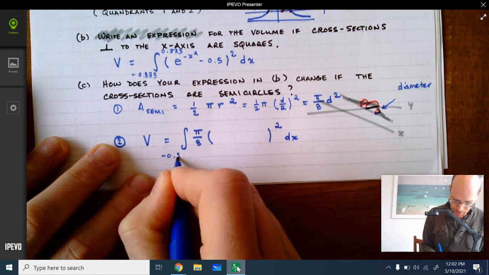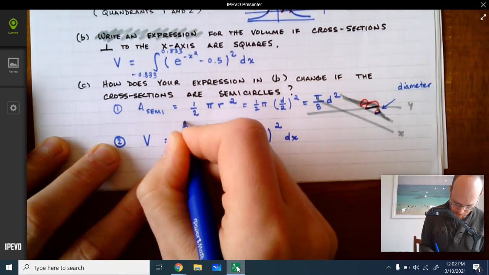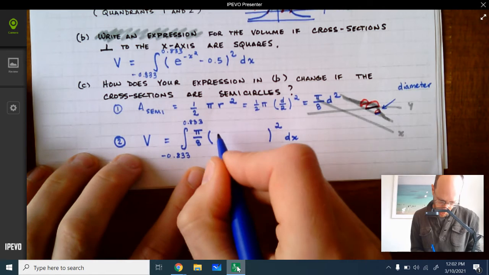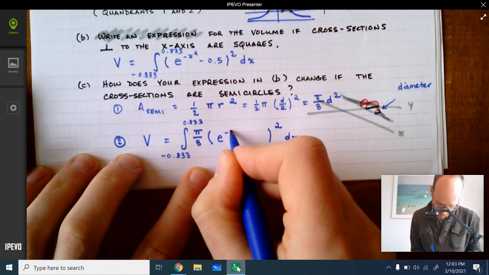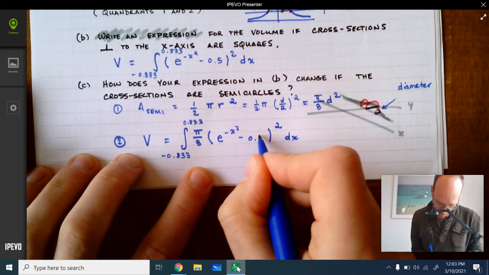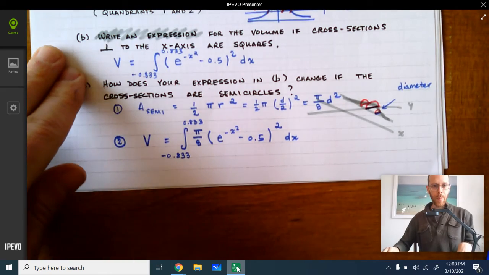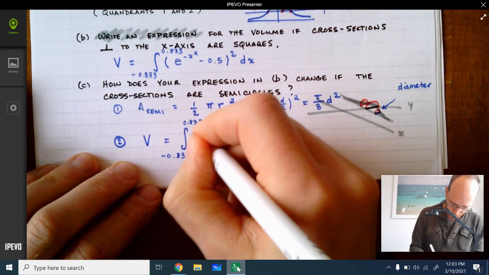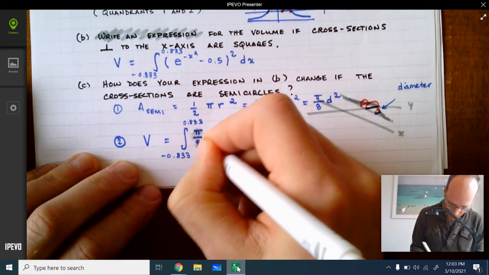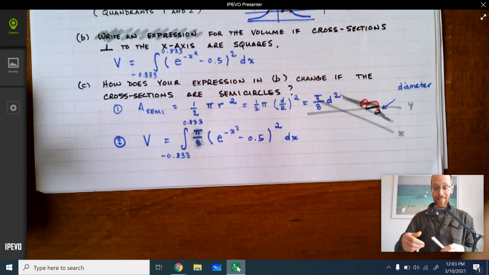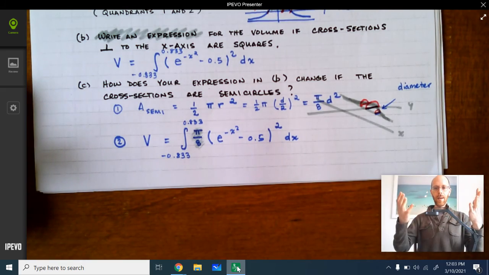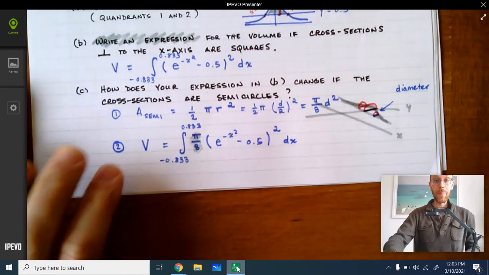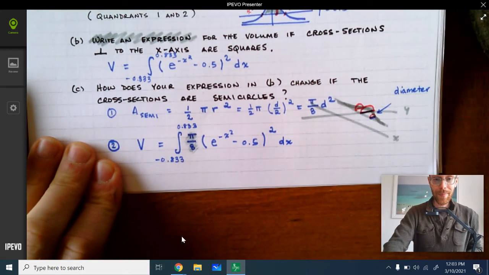The lower and upper bounds haven't changed. The side length, which is the diameter, hasn't changed. So the only difference between your answer to B and your answer to C is right here. It requires the inclusion of a pi over 8. Ta-da! And now you know how to find the volumes when you have the base of a solid. The end.